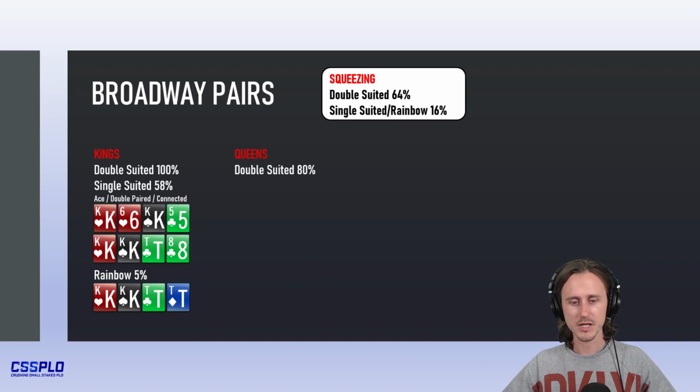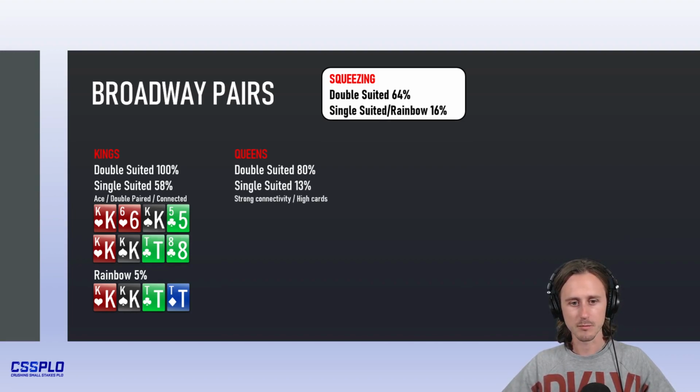Double suited queens, 80% of the time we are squeezing. You can see it's already a little bit less than with kings, which were 100% of the time squeeze. With double suited queens, we're squeezing 80% of them, basically not squeezing the ones that are the most disconnected. I mean queen 8 deuce, queen 9 3, those types of queens we don't really want to squeeze, but the other combinations are all fine enough to come in for the squeeze here when double suited.